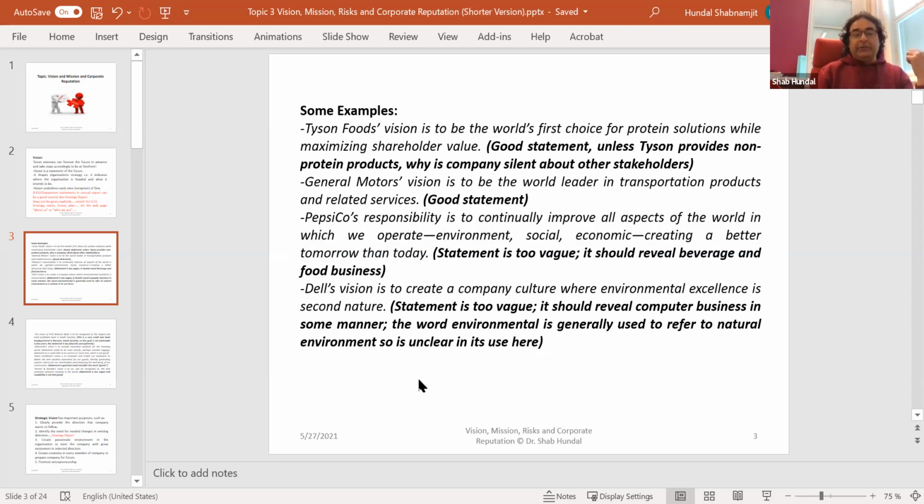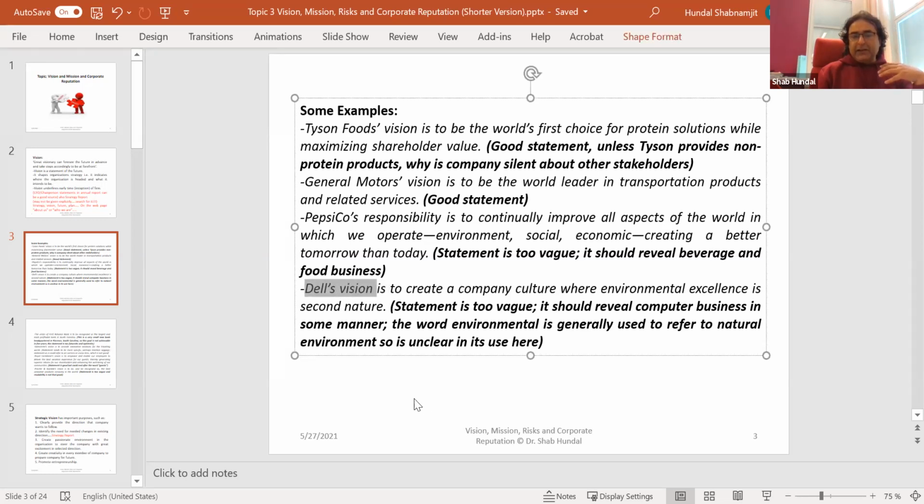Dell, another giant, has a vision to create a company culture where environmental excellence is second nature. The statement is too vague. Why don't they talk about IT? Why don't they talk about the technology? Why don't they talk about the consumer's experience?